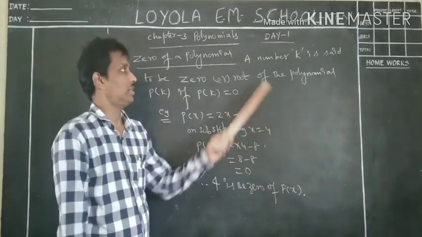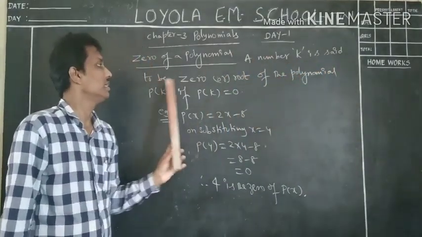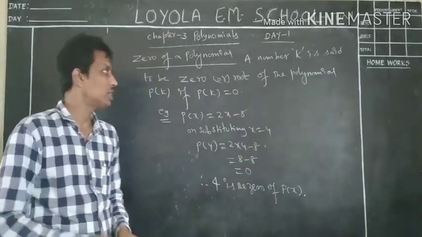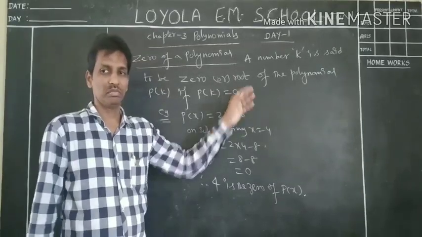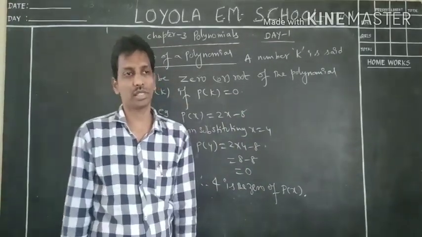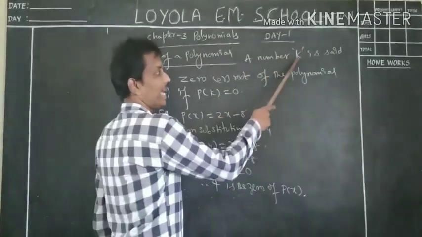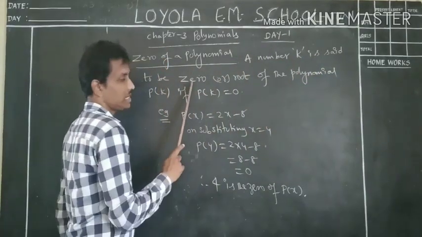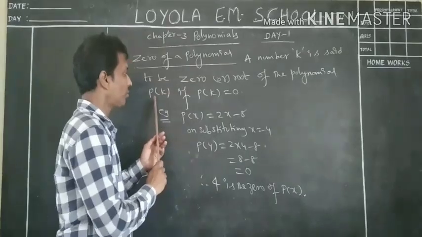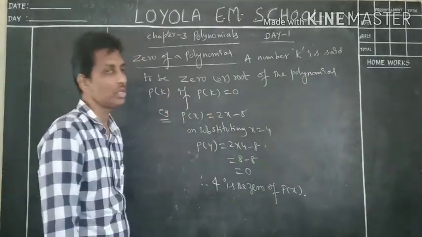Let us see the definition. A number k is said to be zero or root. Actually, what is the meaning of root? It is nothing but a solution, what we call a solution when we are writing linear equations. Root is nothing but a solution. A number k is said to be zero or root of the polynomial p of x if p of k value must be equal to 0.